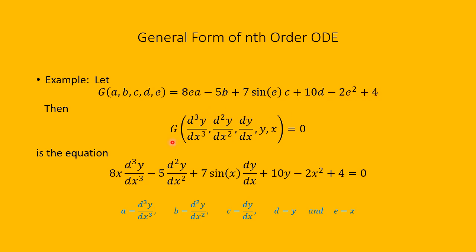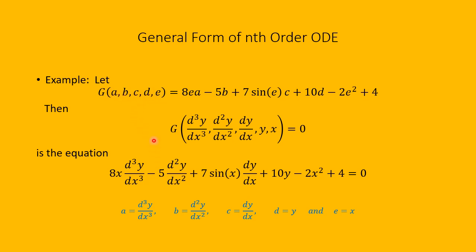So now, if we look at this equation right here, g of the third derivative of y, comma, second derivative of y, first derivative of y, y and x equals 0, let's see what we get. Okay, well notice that here the order of these parameters is a, b, c, d, e.